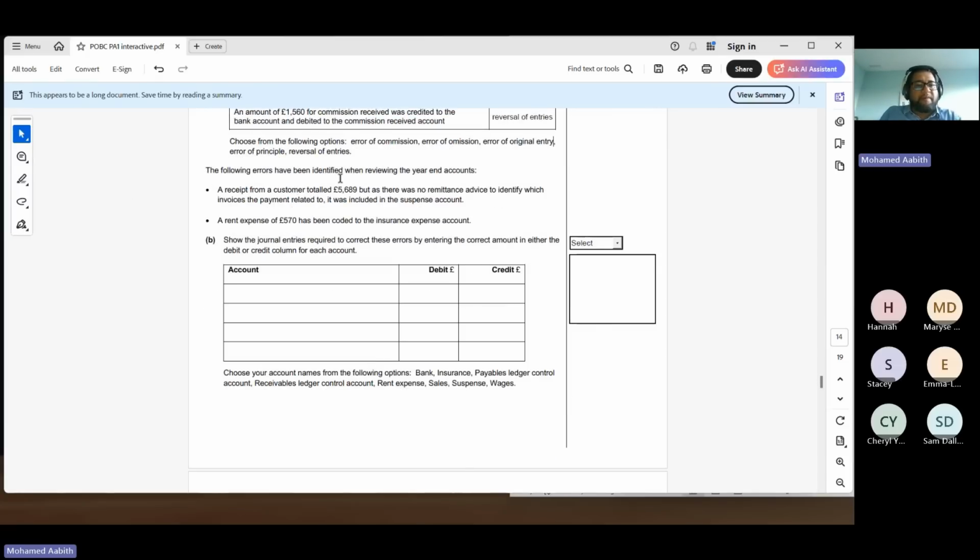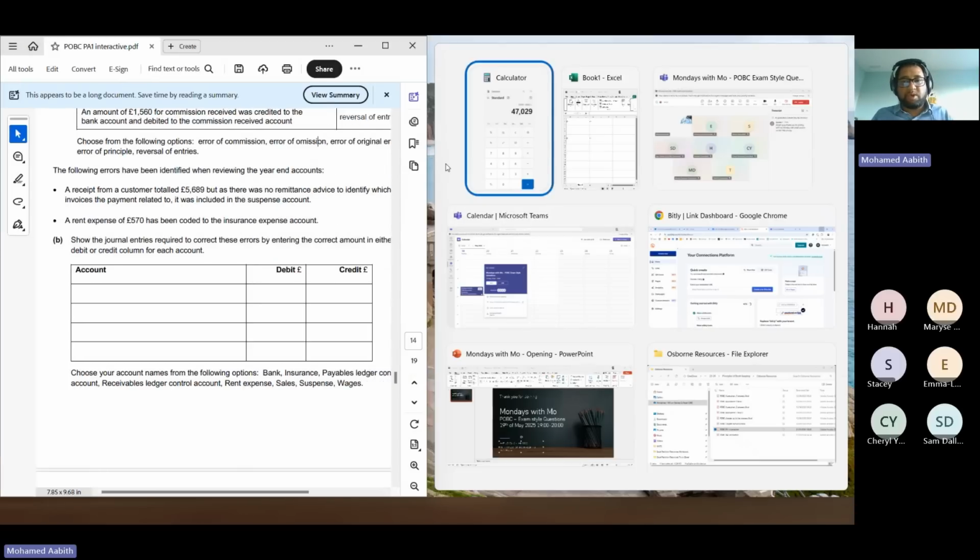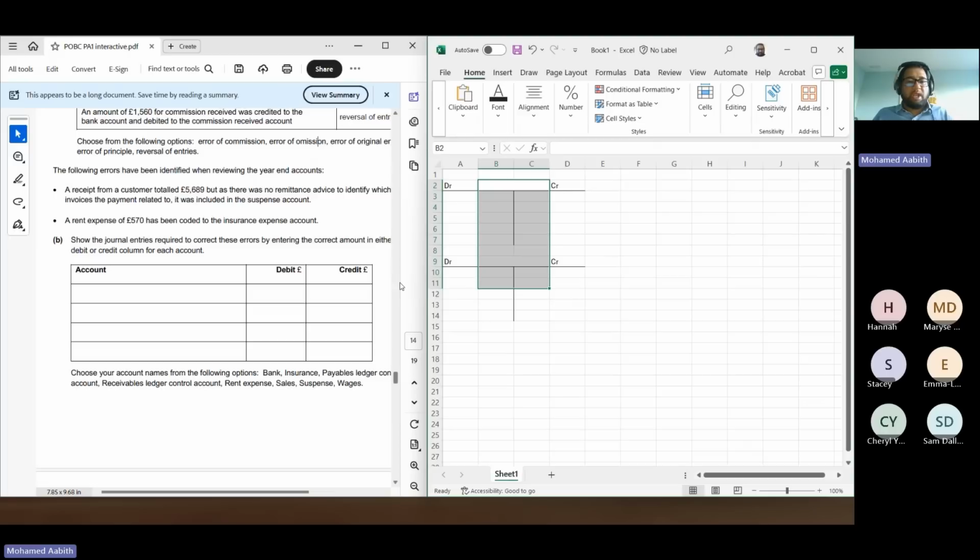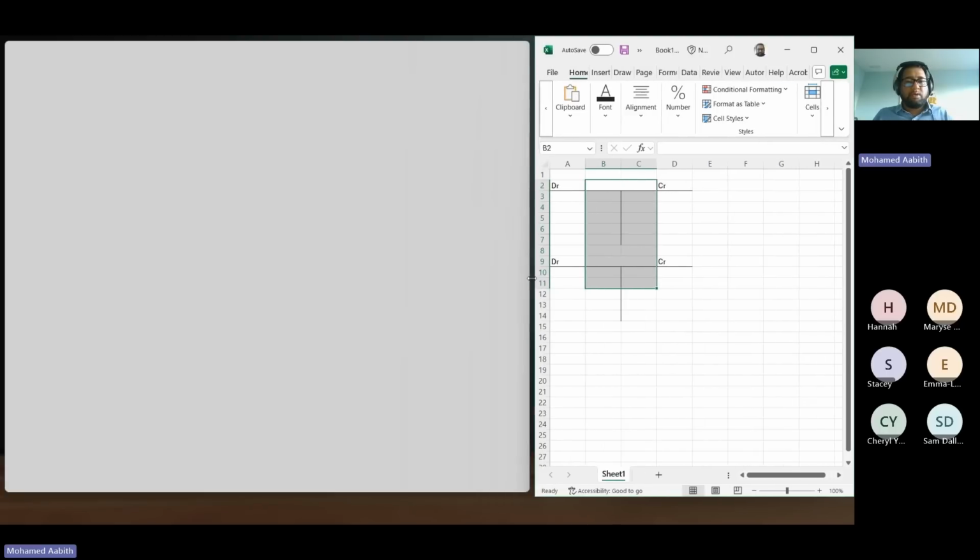The following errors have been identified when reviewing your year-end accounts. The receipt from the customer totaled £5,689, but as there was no remittance advice to identify which invoice the payment related to, it was included in the suspense account. So normally this is what should have happened. So here, let's do that on the T accounts now.